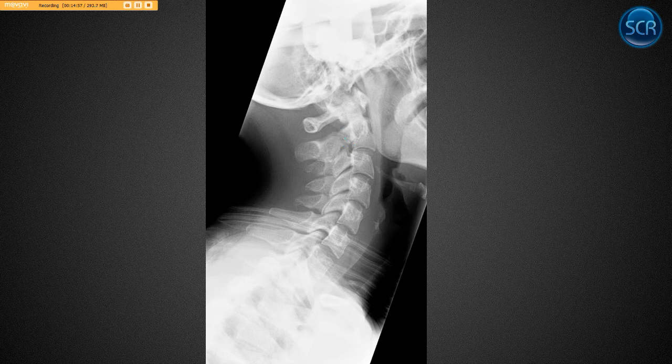So we got a fracture through the pars here. Okay, so we should see a nice smooth area of bone coming back here to the articular process with C3 from the atlantoaxial joint.